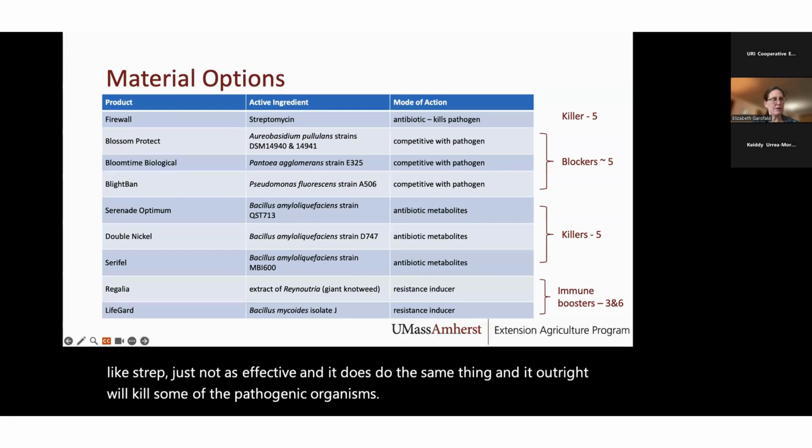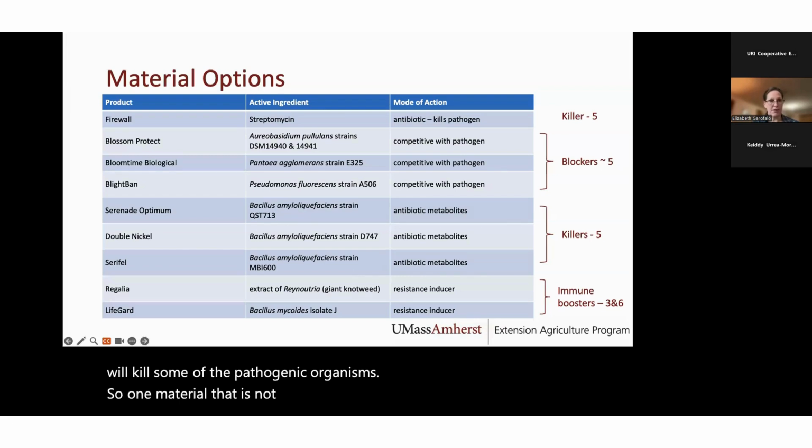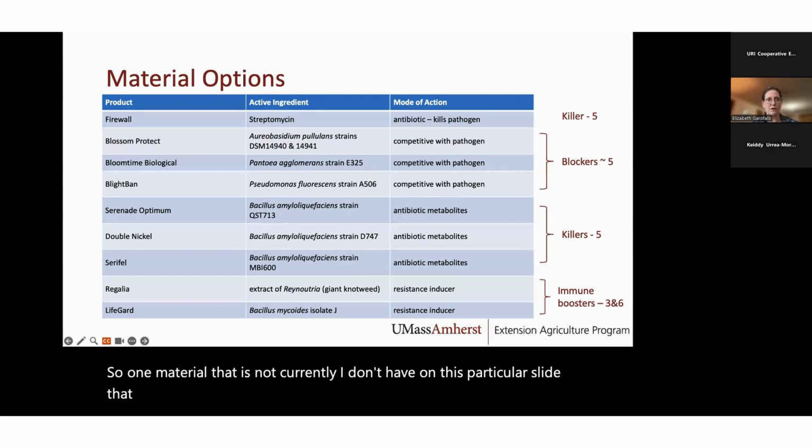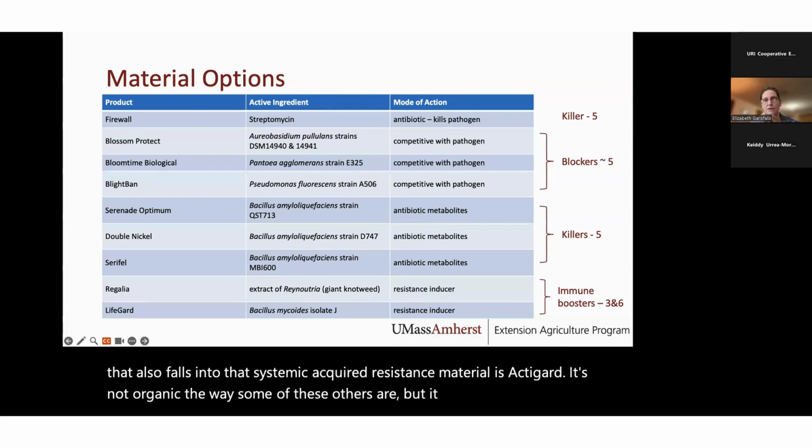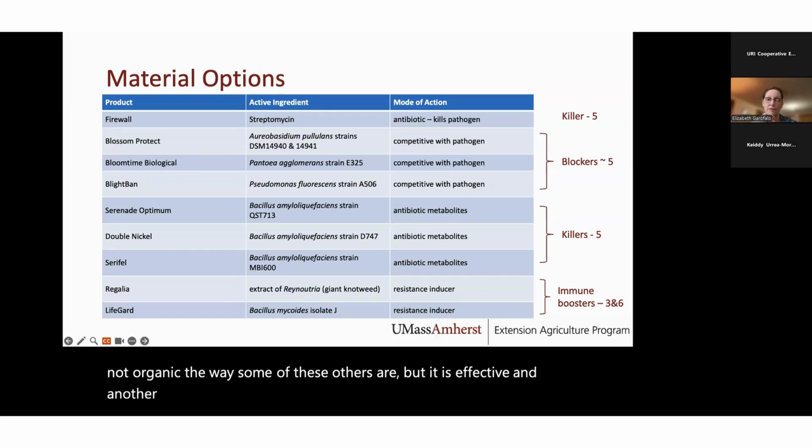So one material that I don't have on this particular slide that also falls into that systemic acquired resistance category is Actigard. It's not organic the way some of these others are, but it is effective and another tool in that toolbox.